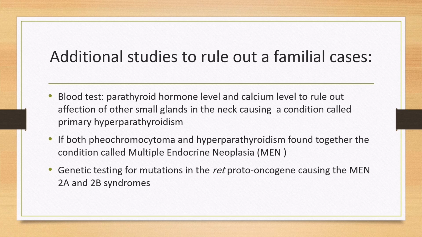We will think about familial cases if there are associated symptoms of another disease, with involvement of other glands. For example, if we check the blood test and find the parathyroid hormone level and calcium level high, this means there is involvement of another gland. We call it the parathyroid gland, a small gland in the neck. And if the two diseases occur together, our case of pheochromocytoma and this hyperparathyroidism, we need to think about an inherited cause and particularly multiple endocrine neoplasia.